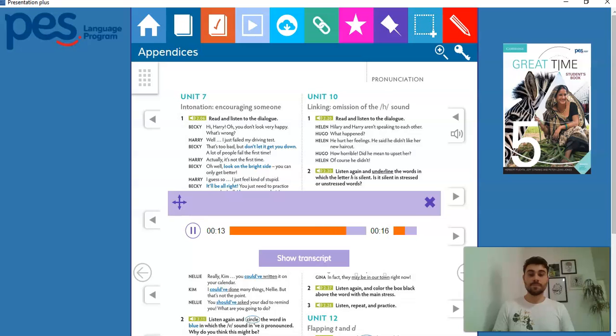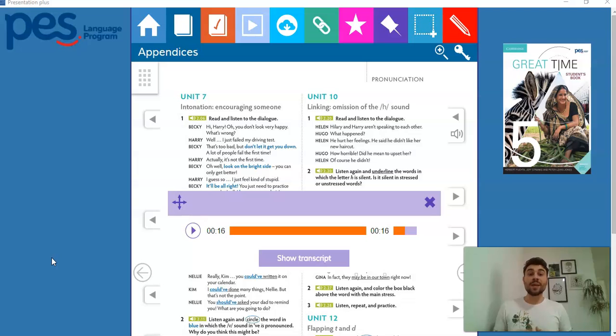All right, so as you can see, there are at least 5 times in this conversation where the letter H and the sound from letter H is silent. Can you tell me which ones?